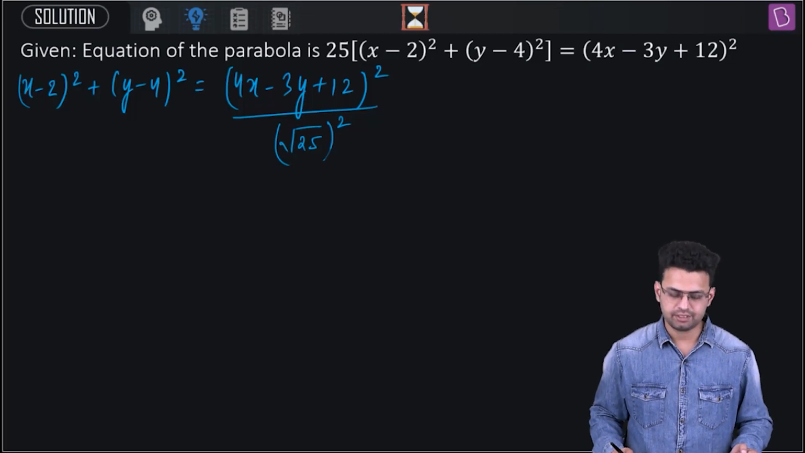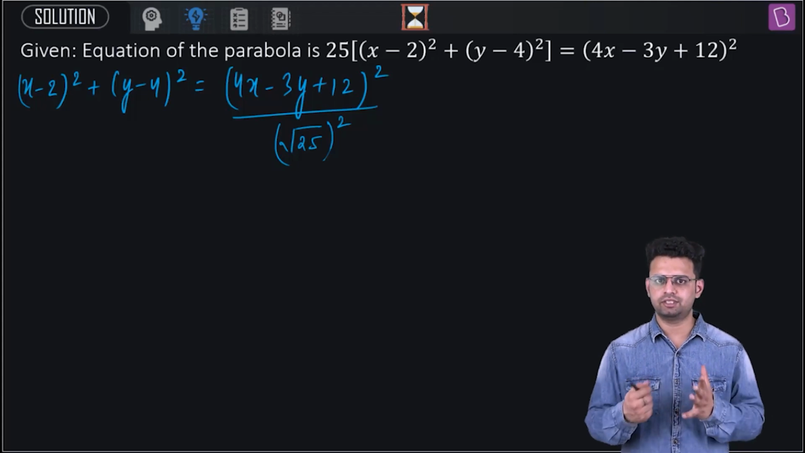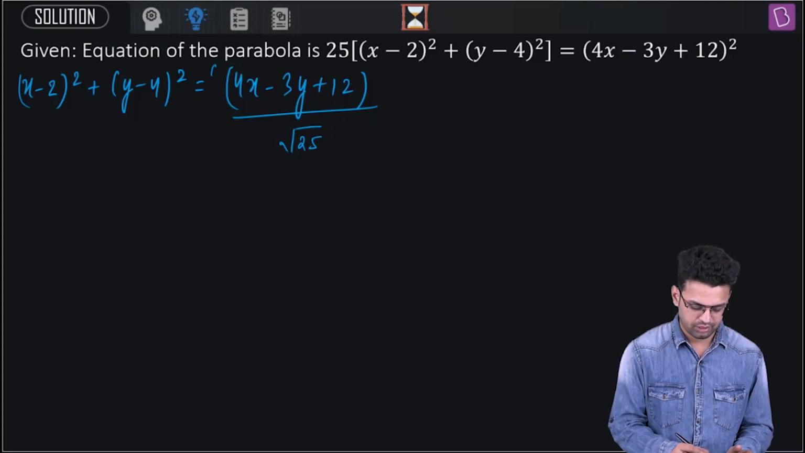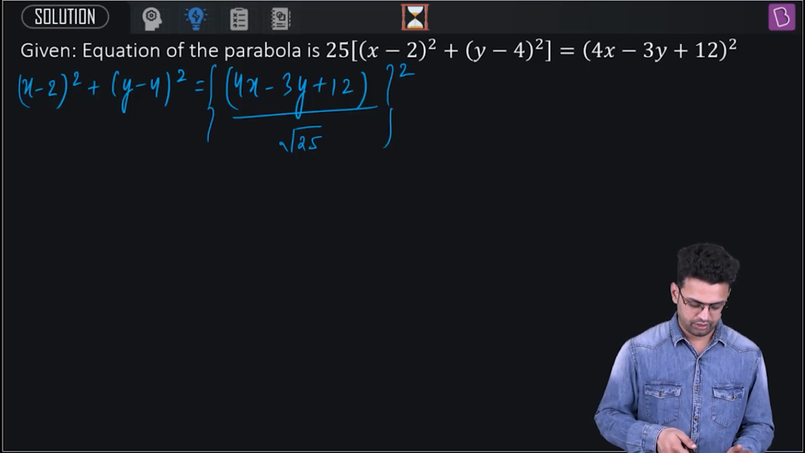Anyone can write? Yes, correct. Now in the numerator also there is a square. In the denominator also there is a square. So what I can write is, I'll remove the square on both of them and put a whole square. Okay, not a problem.